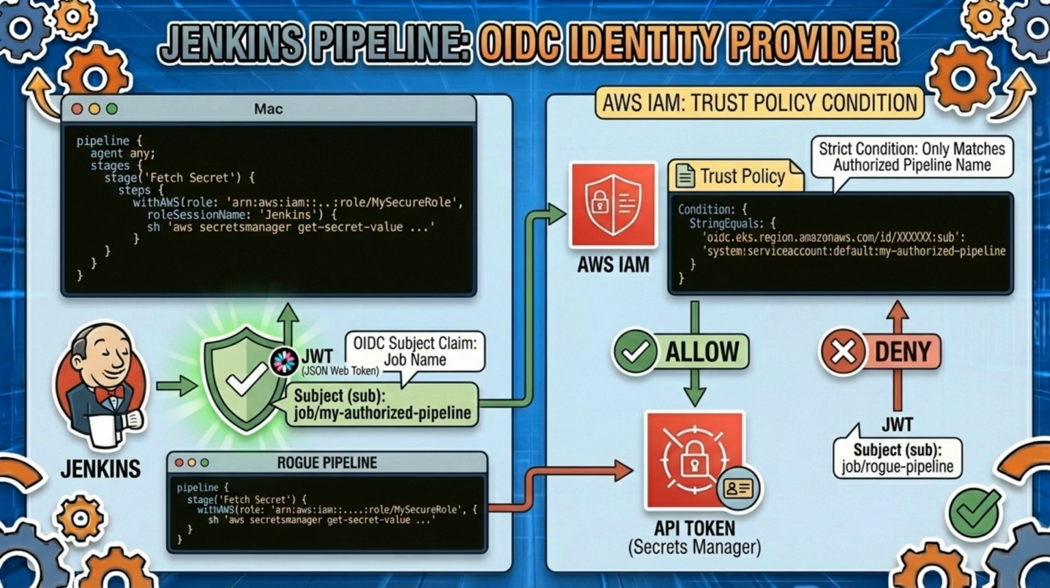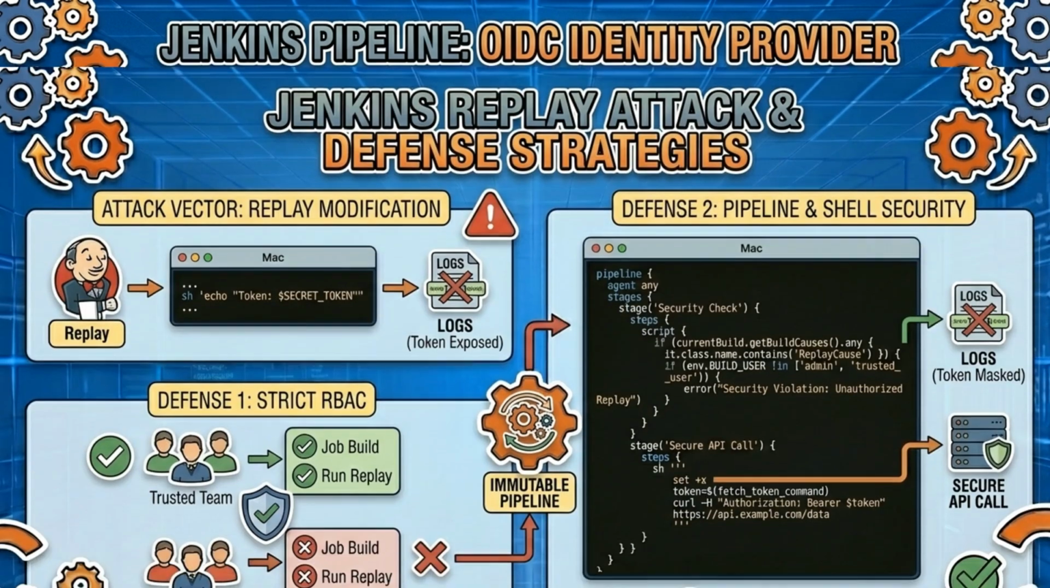We add a strict condition block. We use the string equals operator to assert that the incoming JWT subject claim must exactly match the name of our authorized pipeline. If a rogue developer copies your fetch step to a pipeline named Pipeline B, AWS will inspect the JWT, see that the subject claim does not match the authorized pipeline name, and instantly deny the assume role request. The code block becomes entirely useless outside of its designated job.